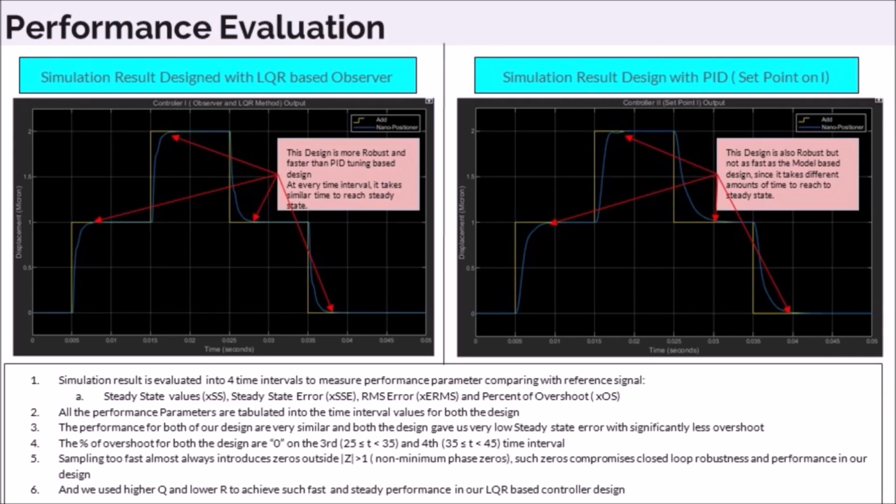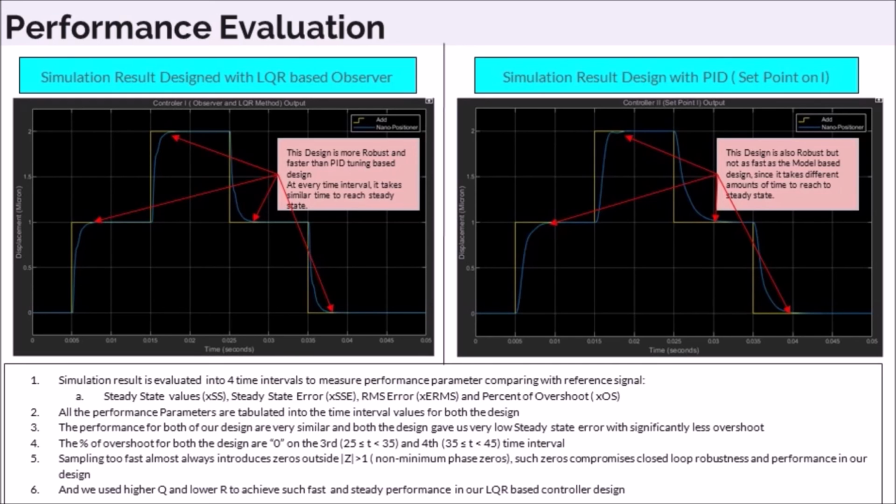Both simulations gave us almost similar results with very low steady state error and absolutely no or very small overshoot. That was our ultimate objective to achieve. The reason we got less steady state error and less overshoot is the use of low sampling time. In our case, we used a sampling time of 0.0001 second. Also, we used a higher value of Q and a lower value of R to achieve such fast and steady state performance, especially in our LQR based controller design.